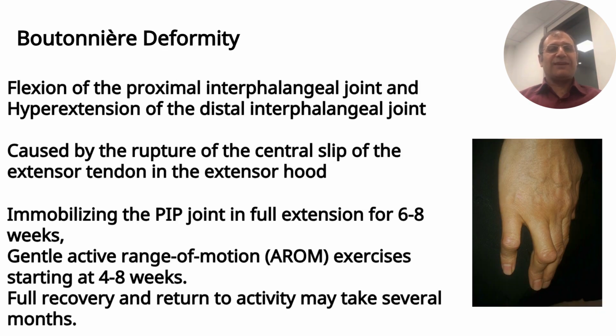Boutonniere deformity involves flexion of the proximal interphalangeal joint and hyperextension of the distal interphalangeal joint. The deformity is caused by the rupture of the central slip of the extensor tendon in the extensor hood. Treatment involves immobilizing the PIP joint in full extension for 6 to 8 weeks, with gentle active range of motion exercises starting at 4 to 8 weeks. Full recovery and return to activity may take several months.